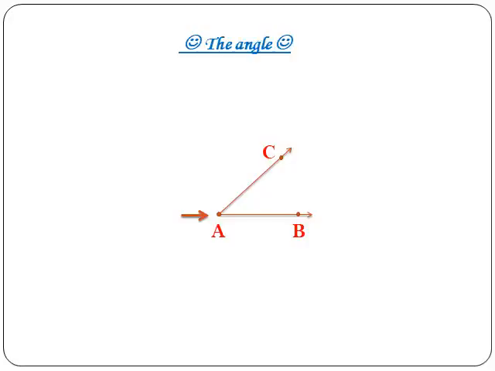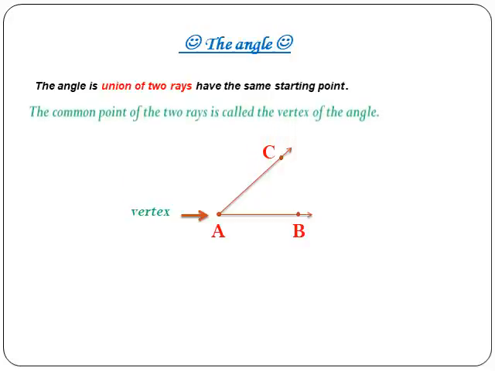يعني هما ليهم نفس starting point. The starting point we call vertex. The starting point دي احنا بنسميها vertex. هي عبارة عن common starting point between the two rays. That's the definition of angle. The angle is the union of two rays having the same starting point. The common point of the two rays is called the vertex of the angle. So A here is the vertex of the angle.